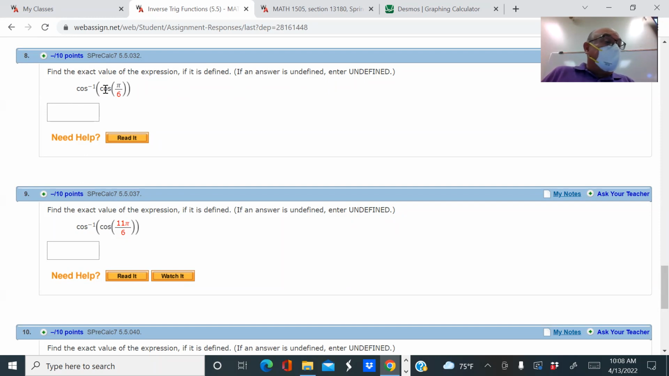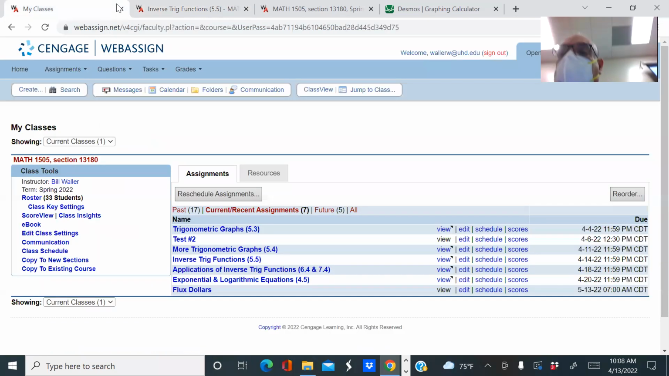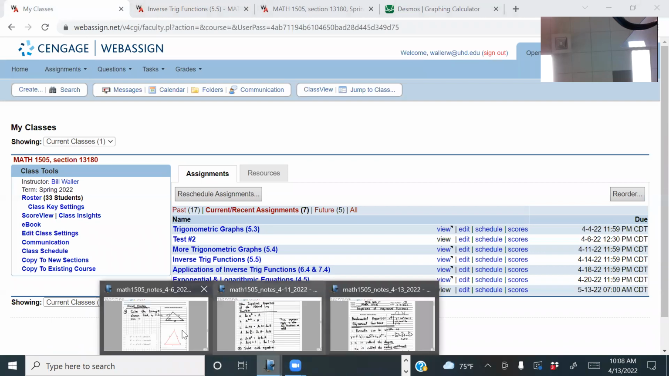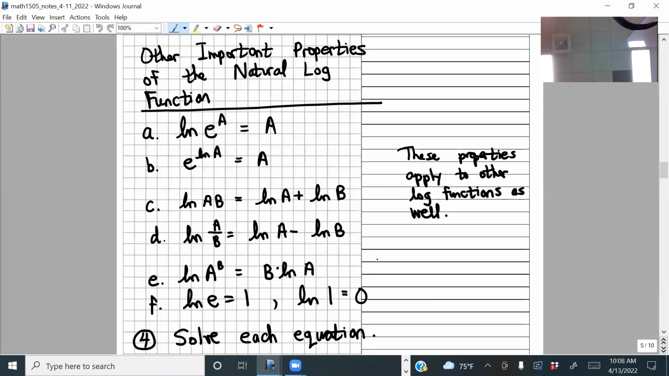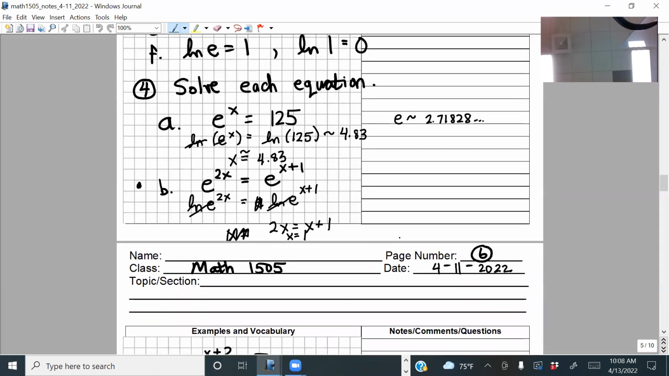So let's try evaluating it carefully inside out, right? So computing the cosine of pi over 6 first, and then finding its inverse. Okay. So let me lower the screen here and let's write that one down in the notes somewhere. If I can find a blank sheet in the notes. Let's try it right here, in the margin.